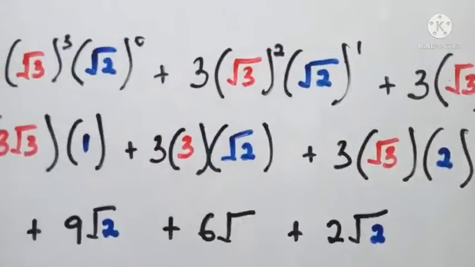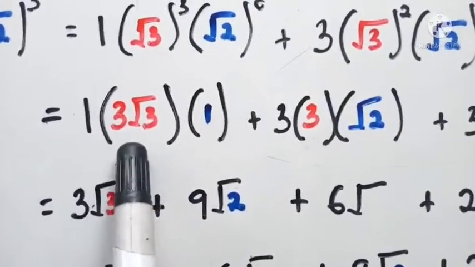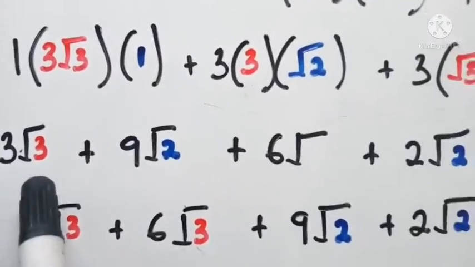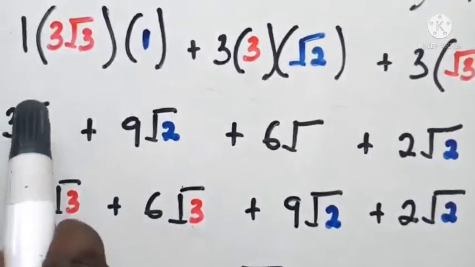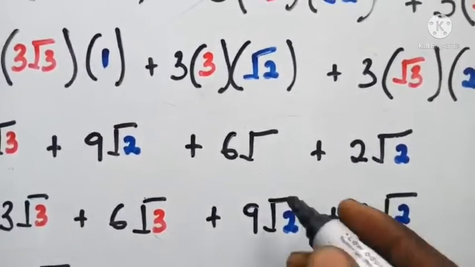Okay, now let's move on. If you expand everything, then you just need to multiply. Do your multiplication: 1 multiplied by this, and then times 1 gives you 3 root 3. You are going to get something a little similar to mine: 3 root 3 plus 9 root 2 plus 6 root 3.